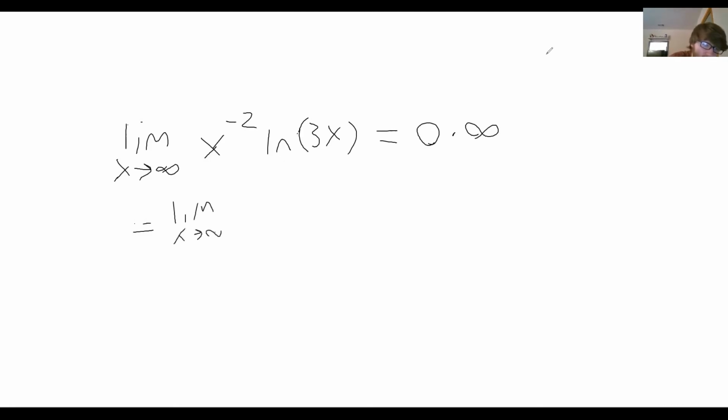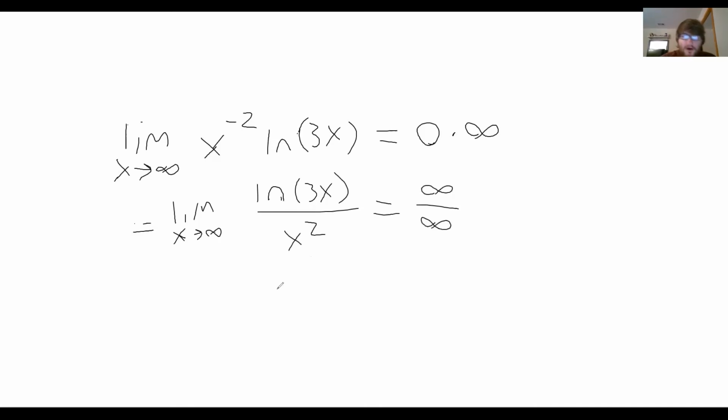So if we rewrite this, we're just going to have natural log of 3x over x squared, right? Since if it's a negative power, we can just move it to the bottom and take away the negative. So we're left with that. And now if we plug in infinity here, we know this is infinity on top, and then infinity squared is infinity on the bottom. So now we have it in the right form, and now we can apply L'Hopital's rule. So let's go ahead and do that. Just going to write LH to denote that again.